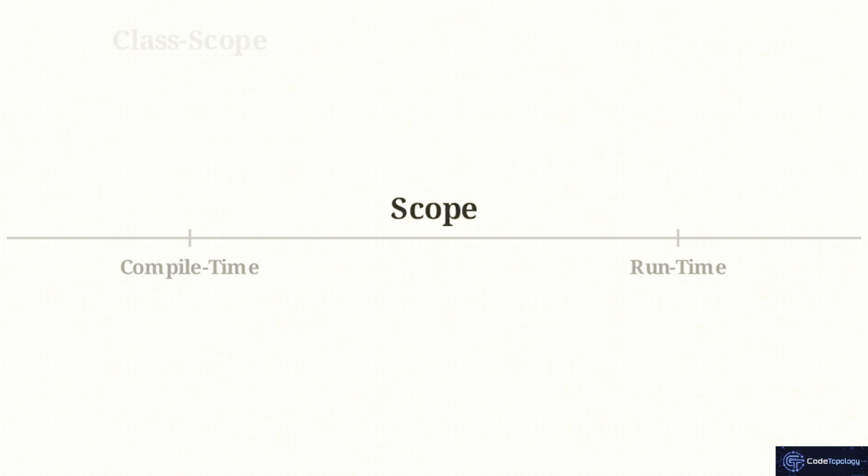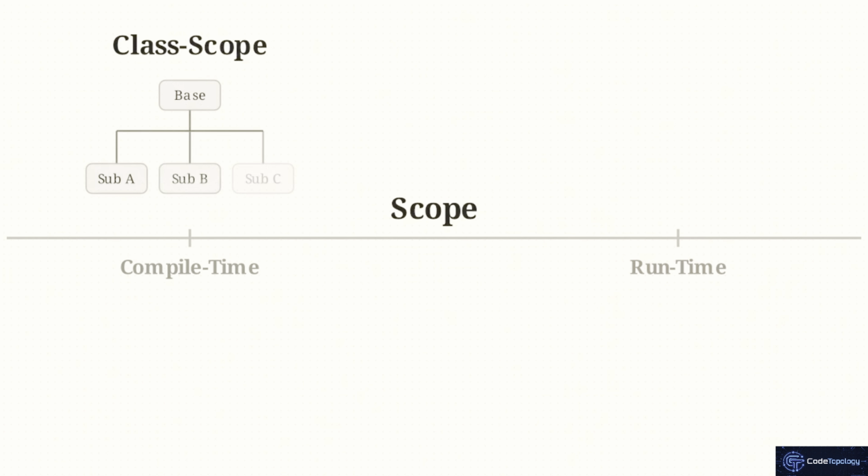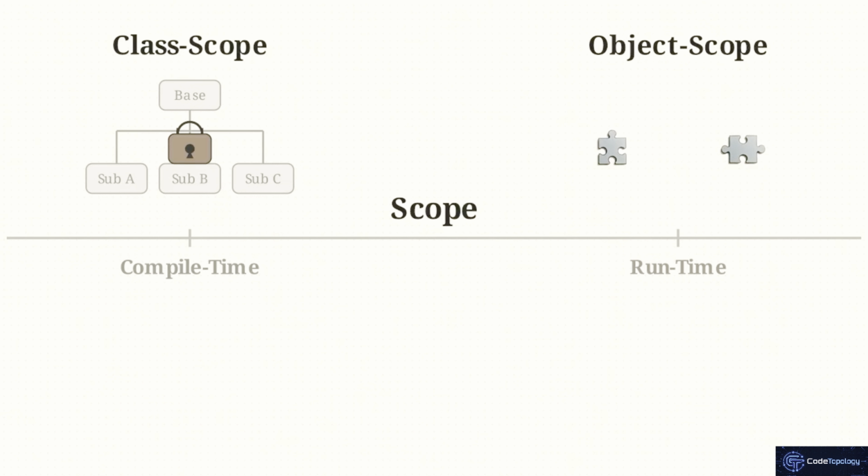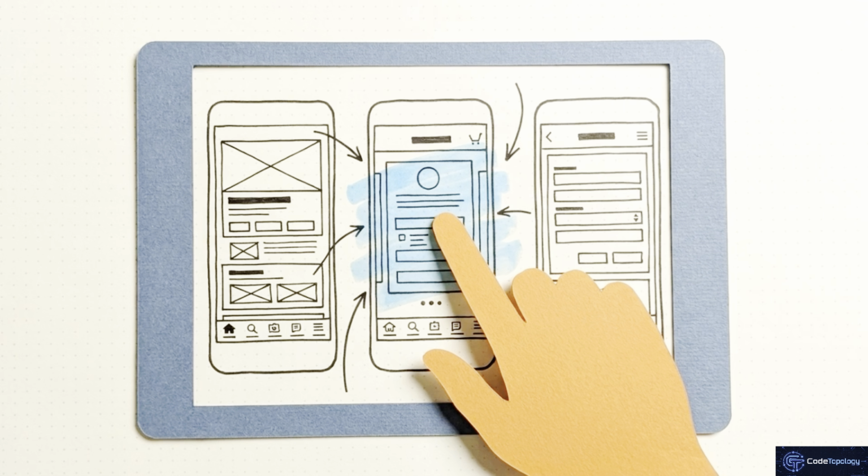The second axis is scope. This defines where the code's flexibility actually lives. Class scope patterns achieve their flexibility through inheritance. Because this relies on the inheritance tree, the structure is locked in at compile time. Object scope patterns achieve flexibility through composition. Their behaviors can be swapped out while the program is actively running. Most modern patterns are object scope, because engineering generally favors dynamic, runtime flexibility.